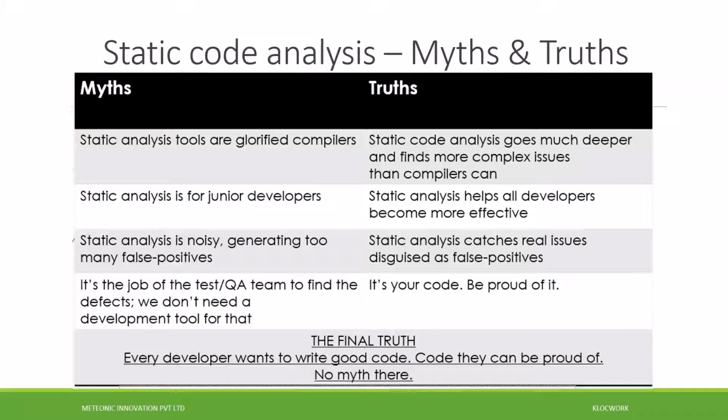Okay. And the final truth: every developer wants to write good code, right? So they can fix the defects manually, but still, if they have an automation tool like Kiuwan, then they can easily identify it, easily fix it, and sometimes Kiuwan-like tools will give you possible remediation as well.